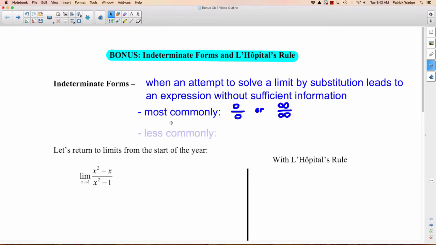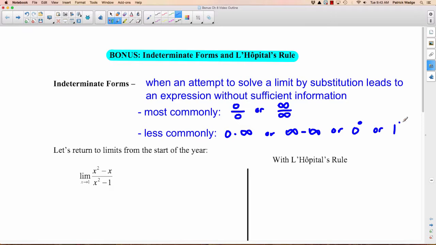Not as common, but definitely can show up as well, and also examples of indeterminate forms, are 0 times infinity, or infinity minus infinity, which does not equal 0, or 0 to the 0 power, or 1 to the infinity, or infinity to the 0. If there's any of these that you think you know the answer to, you're wrong. We don't know any of these answers. If you substitute into a limit and you get any of these, you're stuck. There's not a single thing you can do.